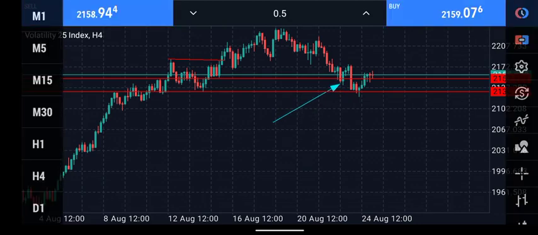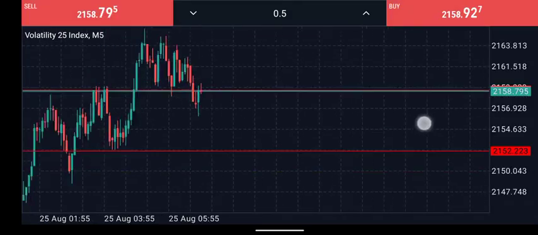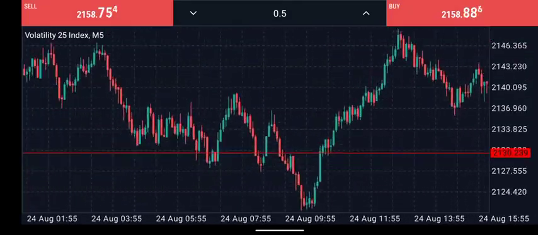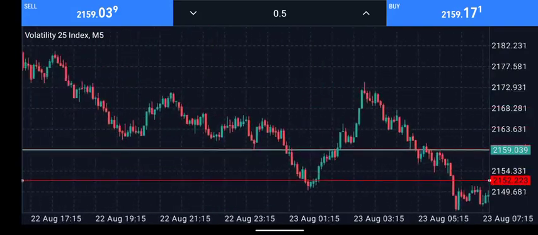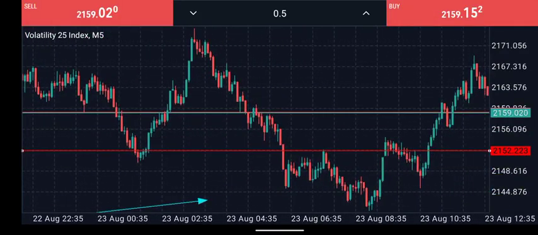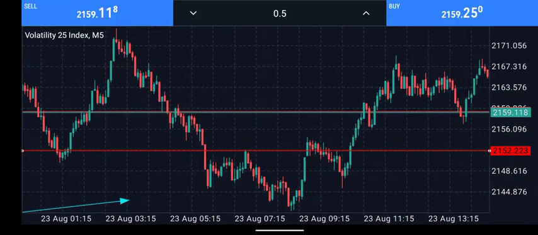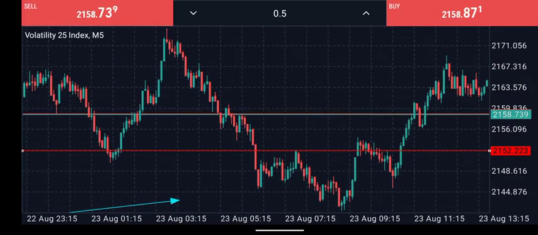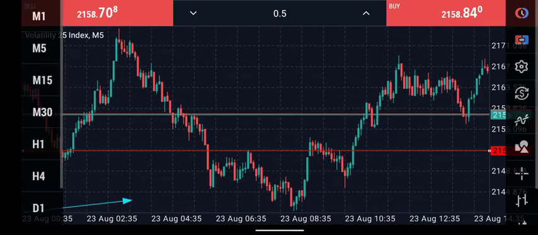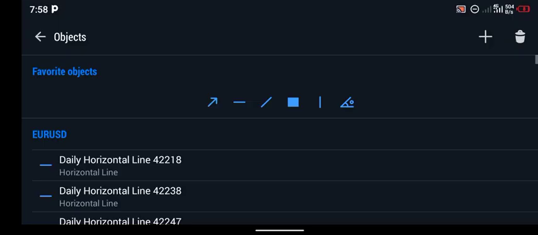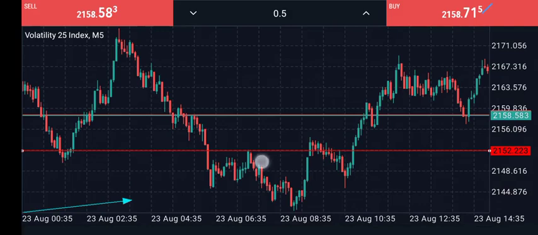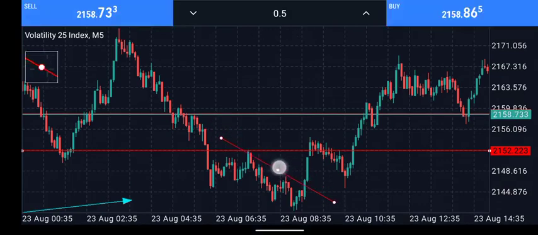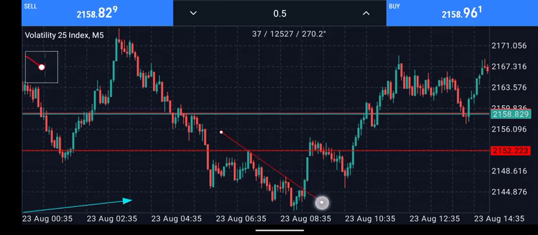We're going to go to our 5 minutes. Now, what am I looking for in my 5 minutes? Like I said, you are going to be drawing your trend line. You can draw your trend line from here. This is a trend line because it connected. See now, it entered the zone. So I'm drawing my trend line from here to here.